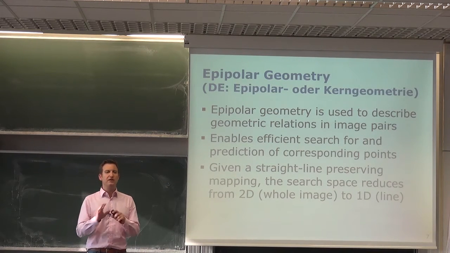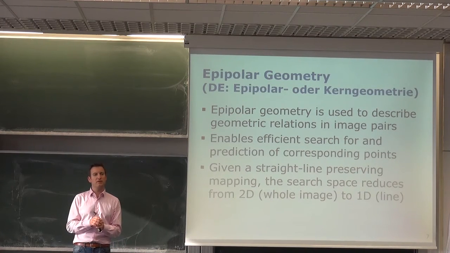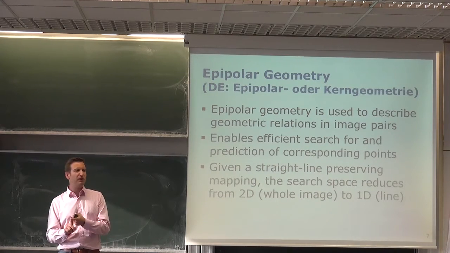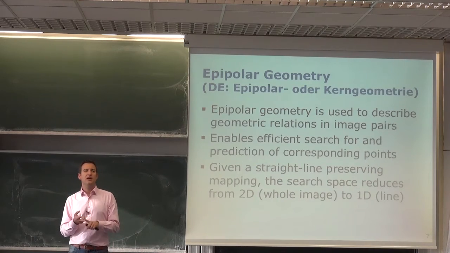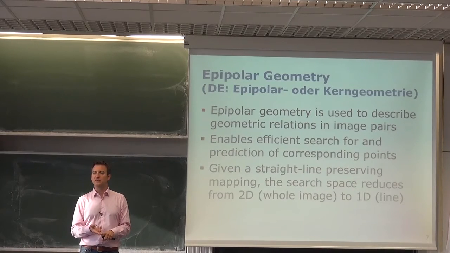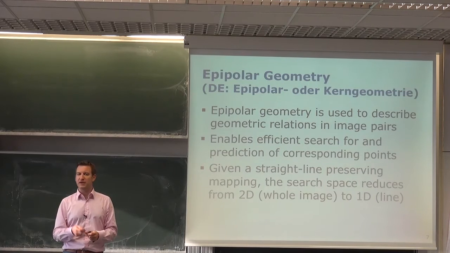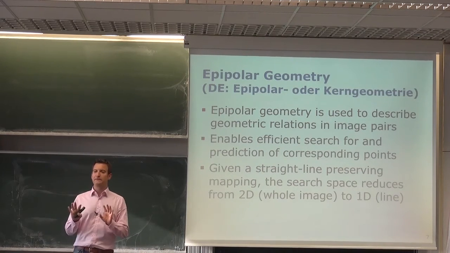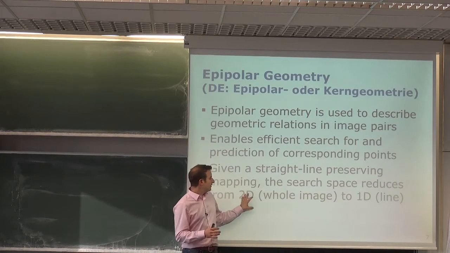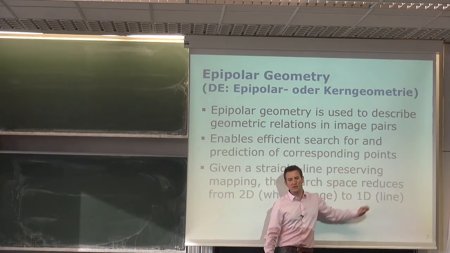So the goal is, how can I avoid searching through the whole image when I'm looking for corresponding points? This is important for 2 reasons. First, in terms of speed, I need to consider fewer points, and in terms of potential errors, or data association errors, or errors in corresponding points, if I have fewer elements to look into, there's a smaller probability of making an error. Okay? What we see today is that we can reduce the search space from the 2D search space, which consists of the whole image, to a 1D search space. And this is actually a line.